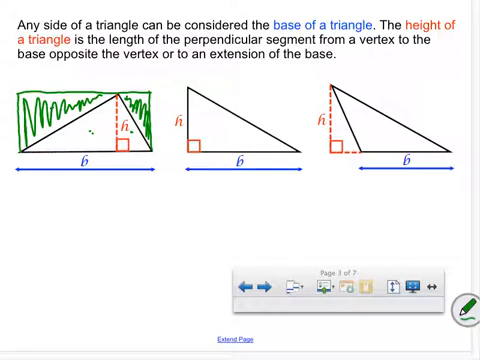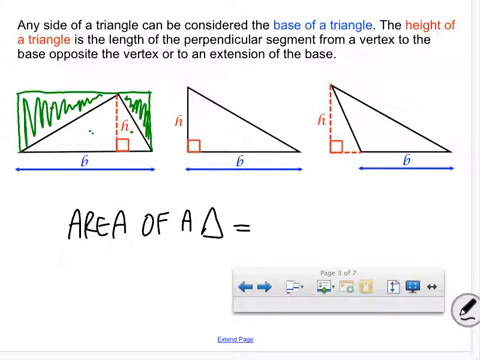Nima? It's one half the base times the height. So the area of a triangle, and there's two ways you might see this formula, area of a, and I'm just going to put the symbol for a triangle, equals one half the base times the height.